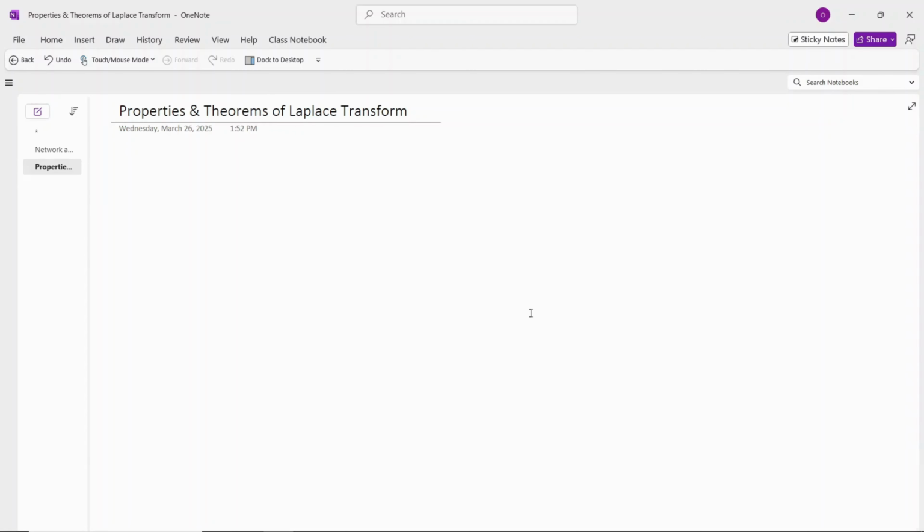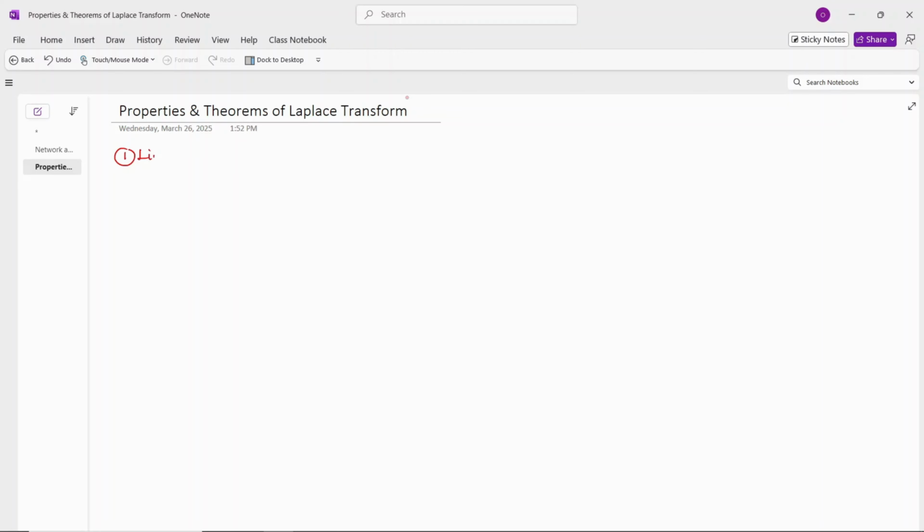Today we are going to discuss the properties and theorems of Laplace transform. These are very important to solve problems in Laplace transform. The first property we are going to discuss today is the linearity property.